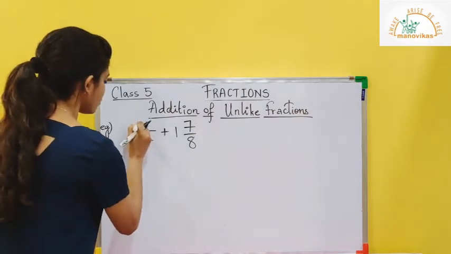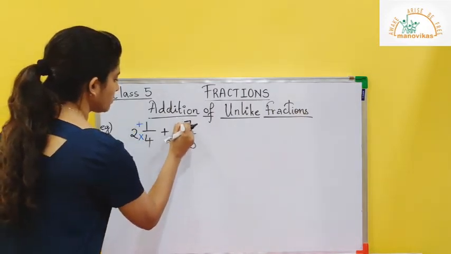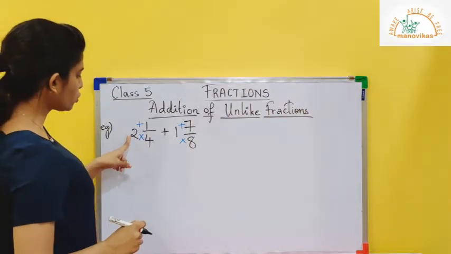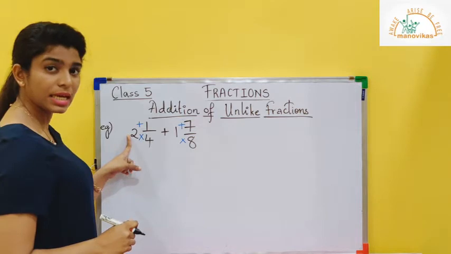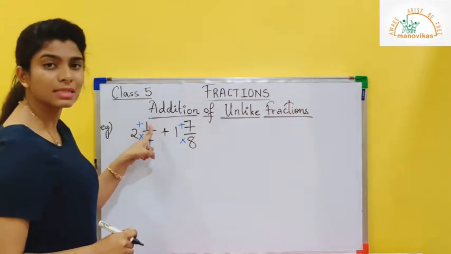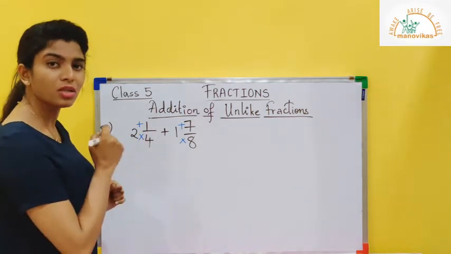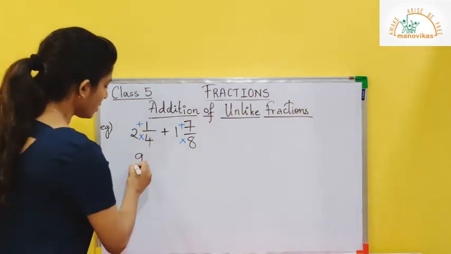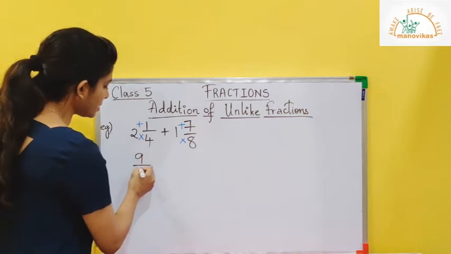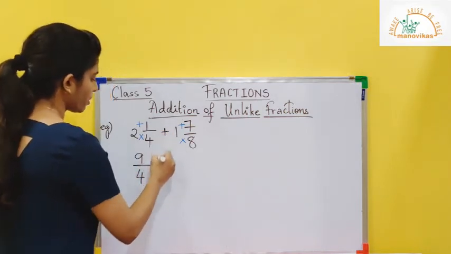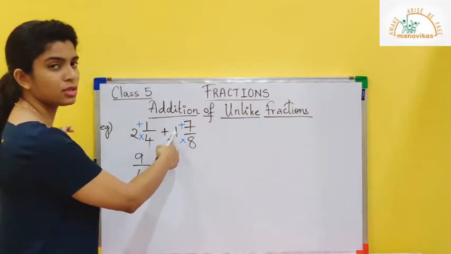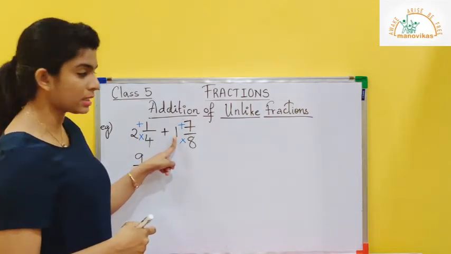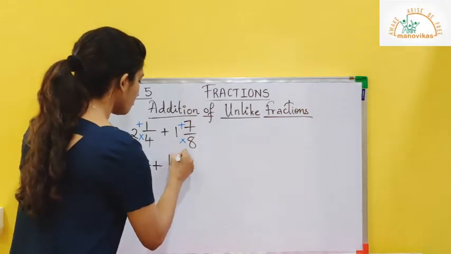So first thing is I have to mark. Alright, now so 2 into 4 is 8. 8 plus 1 is 9. That's how we do. Now you got 9 as a numerator, upon the denominator will remain same, that is 4. Write the plus sign. Convert this into improper fraction now. So 8 into 1 is 8 plus 7 is 15.